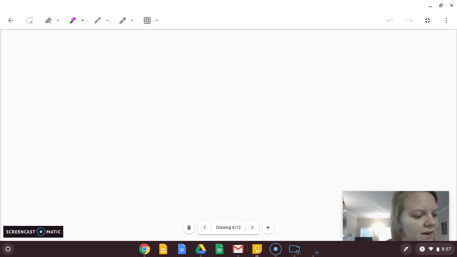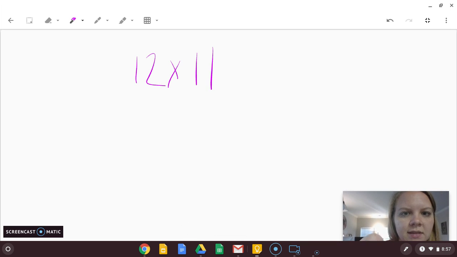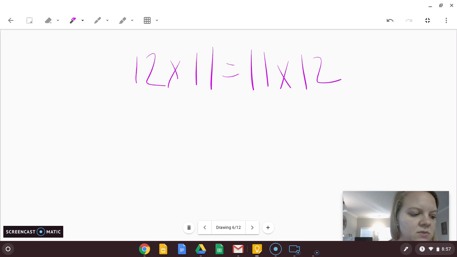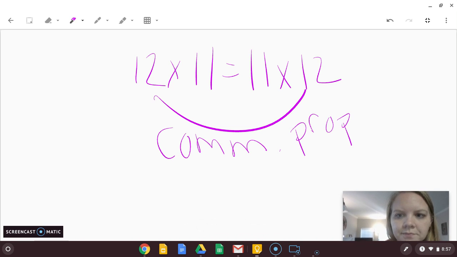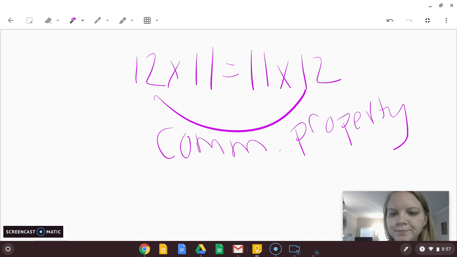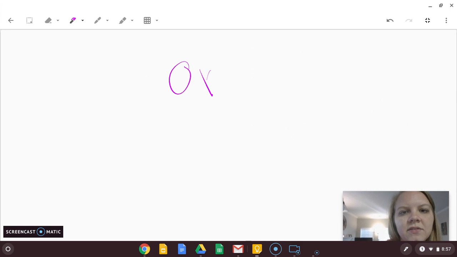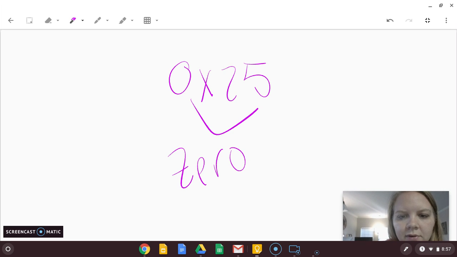And then it asks which property of multiplication is shown below. So I'm going to write that down. 12 times 11 equals 11 times 12. This is the commutative property. Boom. All right, and then this one, 0 times 25. That's the 0 property.